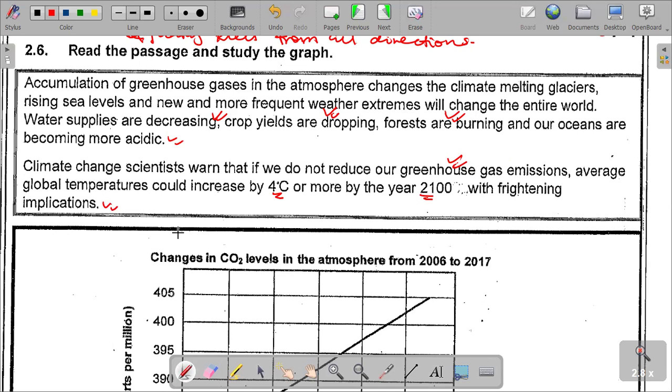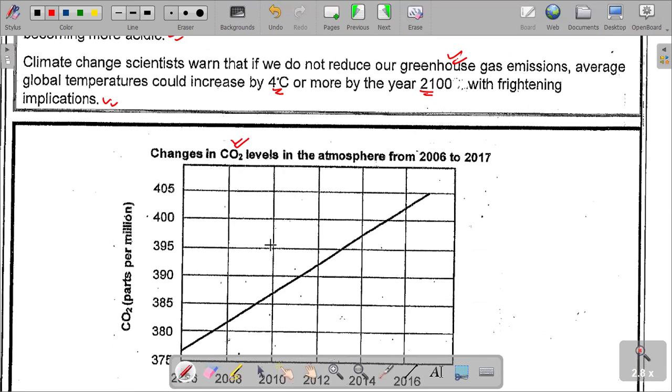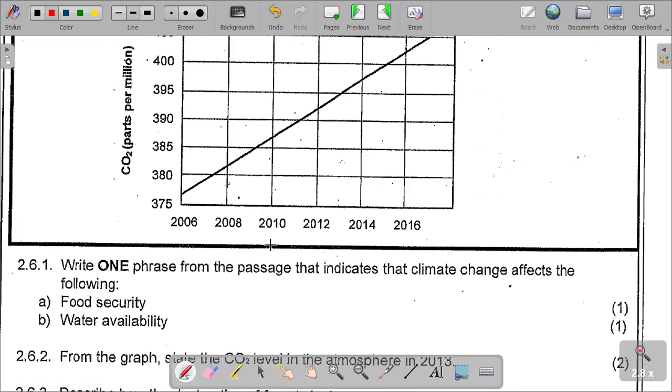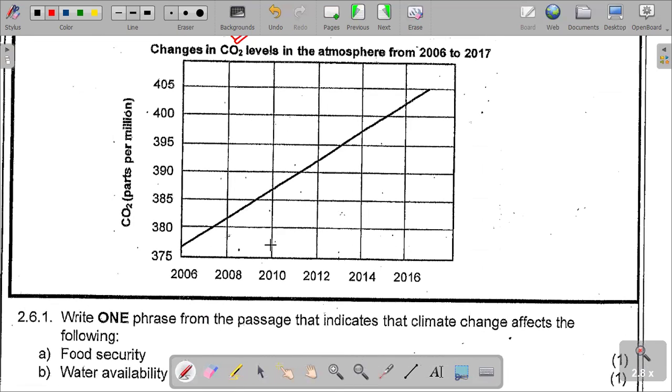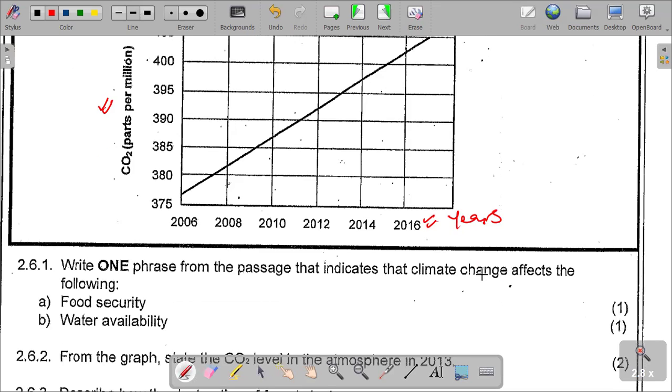So, changes in carbon dioxide level in the atmosphere. I told you that when a graph is drawn, it always has to have a title. And then we have carbon dioxide in parts per million, and time given in years, from 2006 to 2017.